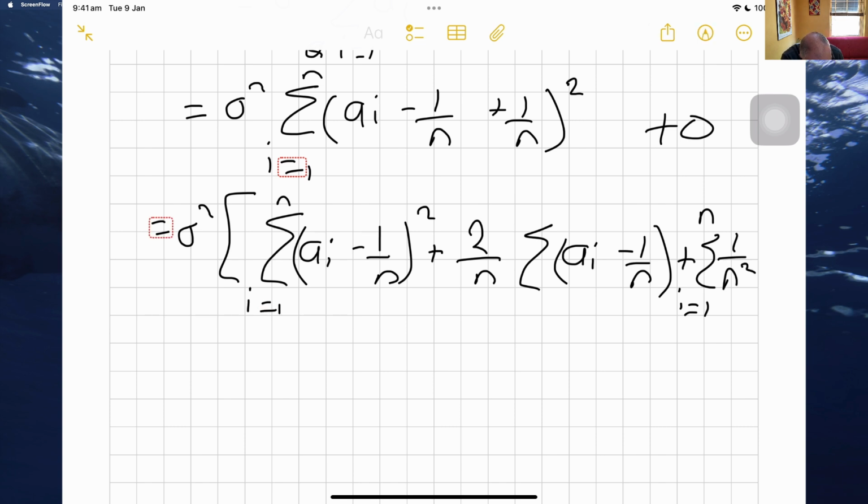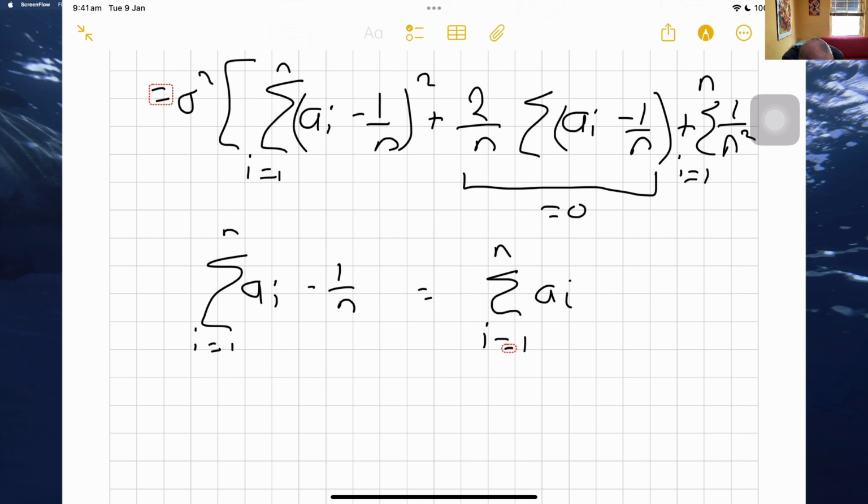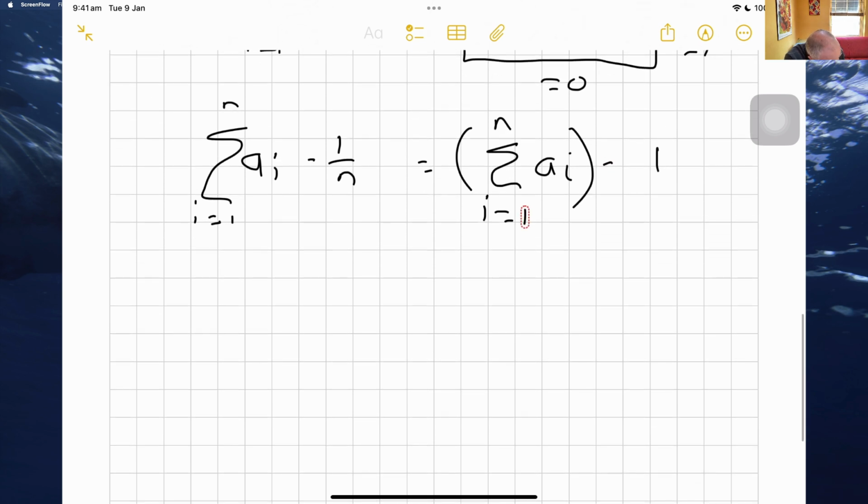I'm going to state that the cross term is 0. Well, I better prove that. Let's just look at the summation of ai minus 1 over n, with i equals 1 to n, which equals the summation as i goes from 1 to n of ai minus n lots of 1 over n, which is the summation of ai minus 1. So why would the summation of ai be equal to 1? Well, let's think about it.